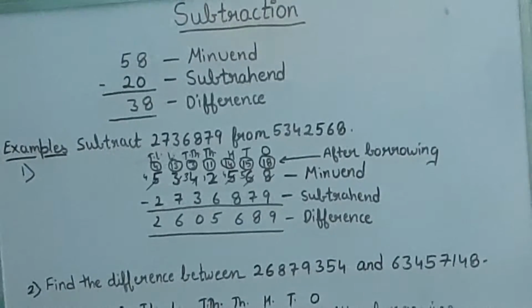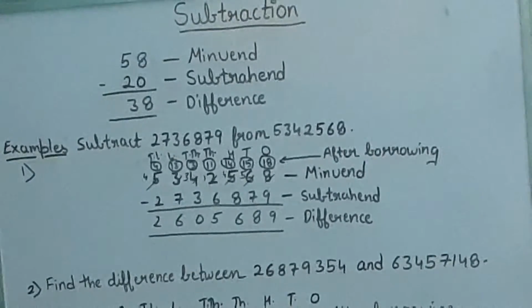5 is remaining here, and 5 is smaller and 7 is bigger. So what will 5 do? 5 will borrow one from its neighbor that is present on the left hand side. So 5 is the neighbor. When 5 gives 1 to 5, it will become 15. So 15 minus 7 comes out 8. Okay. Are you understanding? Okay.